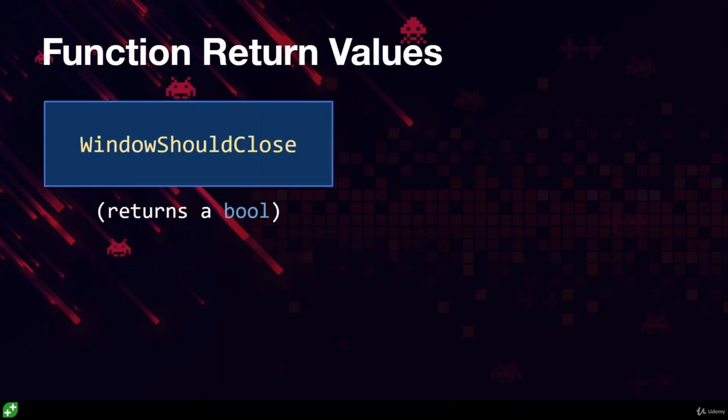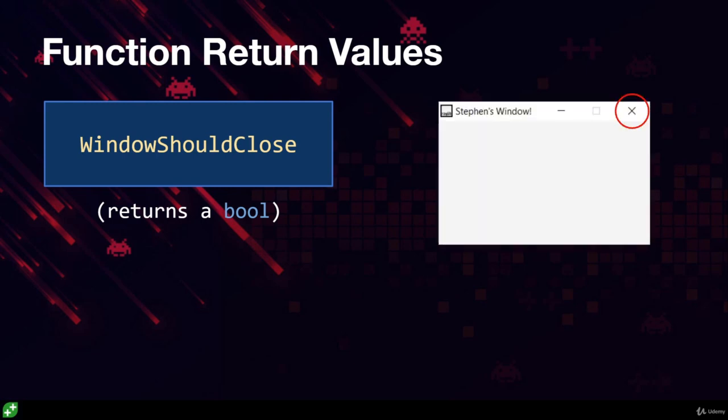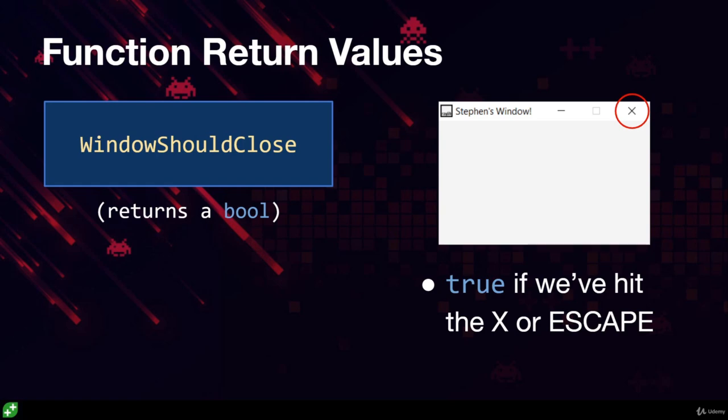Raylib has a function called WindowShouldClose. It returns a Boolean. WindowShouldClose returns true if we've hit the X icon at the top right of the window. It also returns true if we've hit the escape key. It returns false if neither of these has happened.